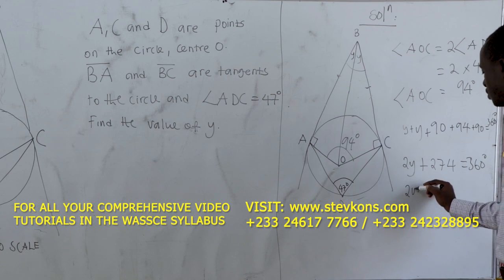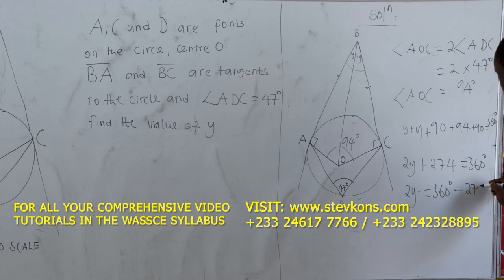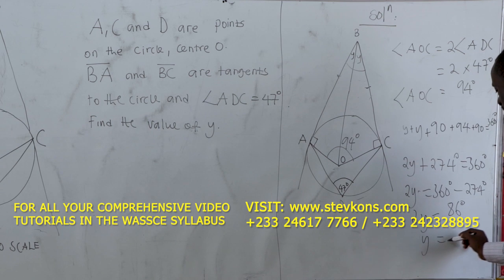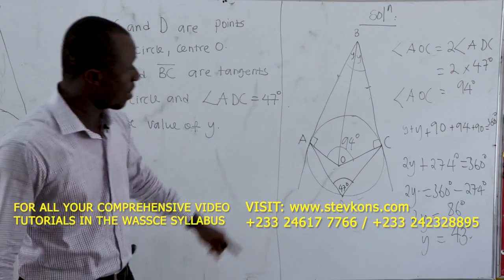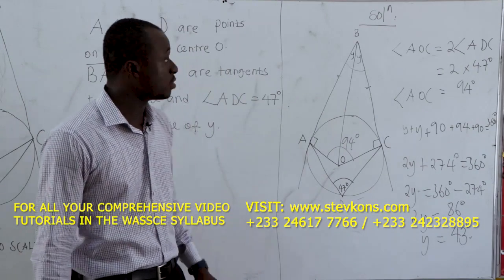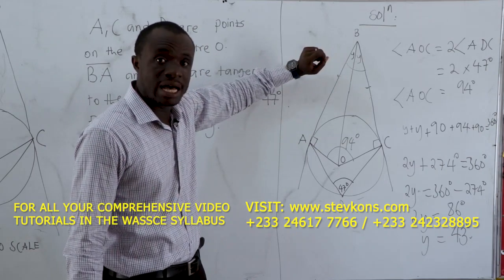Now, 2y equals 360 degrees minus 274 degrees. And clearly, we have 2y equal to 86 degrees. Dividing through, our y becomes 43 degrees. Let's take notes. Why are we saying this is y and this is also y? The line BO is bisecting the angle at B.